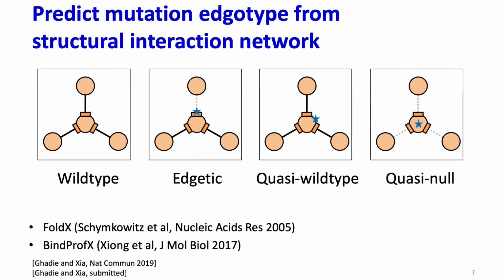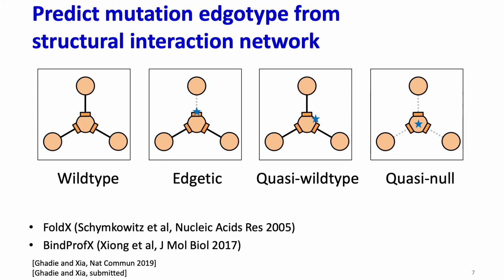different edgotypes. The first mutation is located at the binding interface mediating the first interaction, or edge, and is predicted to specifically disrupt the first edge, leaving the other 2 edges intact. So this mutation is predicted to be an edgetic mutation. The second mutation is located elsewhere on the surface of the protein and is not involved in any binding interface. And as a result, it does not disrupt any interaction at all. So this mutation is predicted to be a quasi-wild-type mutation.